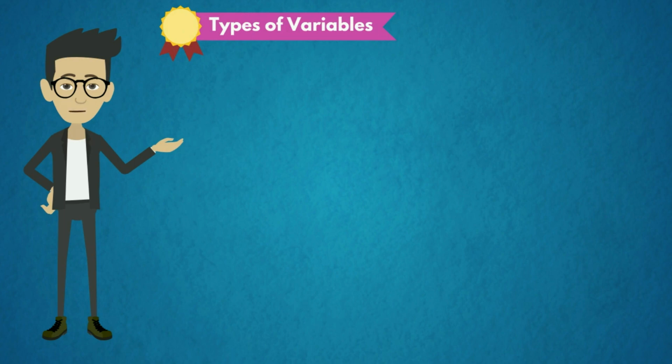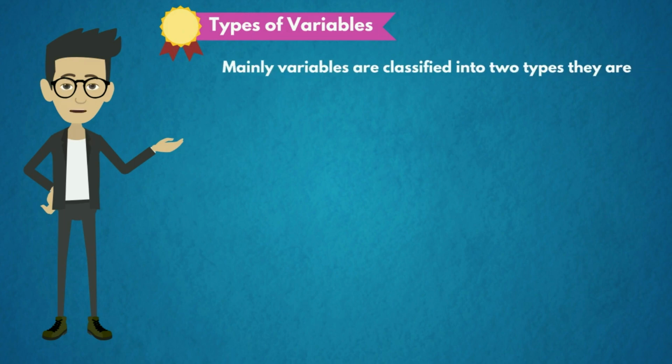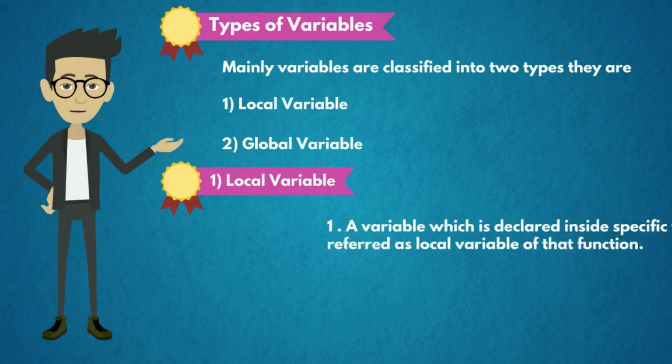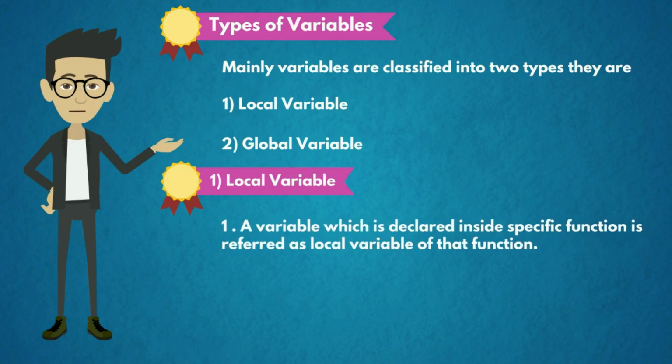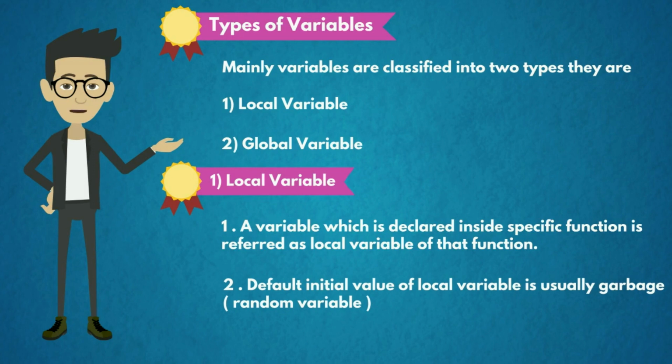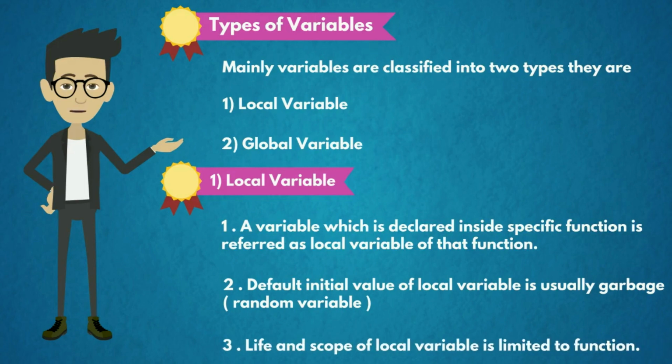Types of variables. Mainly, variables are classified into two types. They are, first one, local variable, and the second one, global variable. Now, let us discuss the first one, local variable. A variable which is declared inside a specific function is referred to as a local variable of that function. The second point is the default initial value of a local variable is usually garbage. The third point is the life and scope of a local variable is limited to the function.